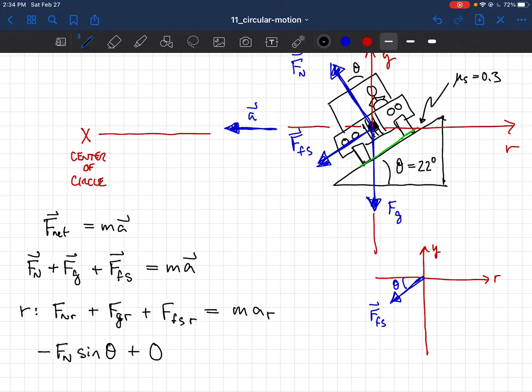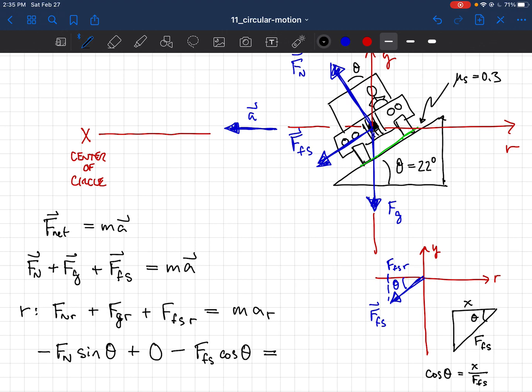And if we just draw a little triangle, we have force of static friction on the hypotenuse. We have theta here, and then we're looking for this side right here. So that's going to be cosine theta. Cosine theta is equal to x over force of friction static. And we can write, well, this component that we're looking for is a negative number. It's on the negative r-axis. And therefore, we can write it as minus F friction static cosine of theta.